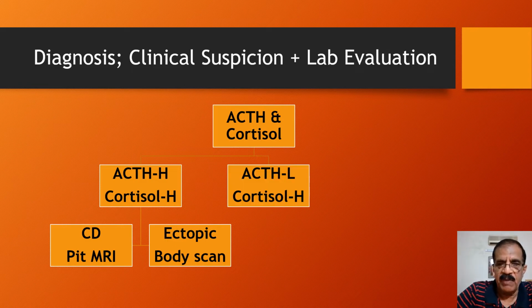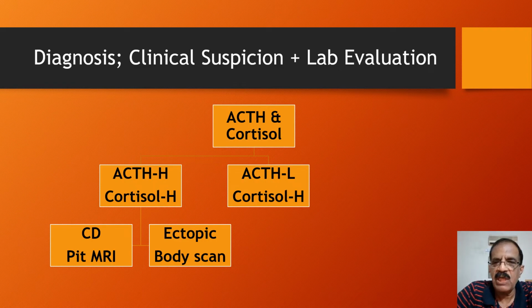The second possibility, again I will give you a few seconds to think about this. ACTH is low and cortisol is high. Cortisol is high, that is what is producing Cushing syndrome, but ACTH is low. So what do you think? ACTH is coming from the pituitary. Do you think the problem is likely to be in the pituitary? No.